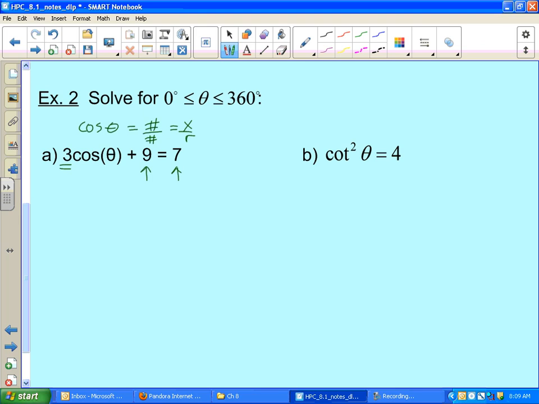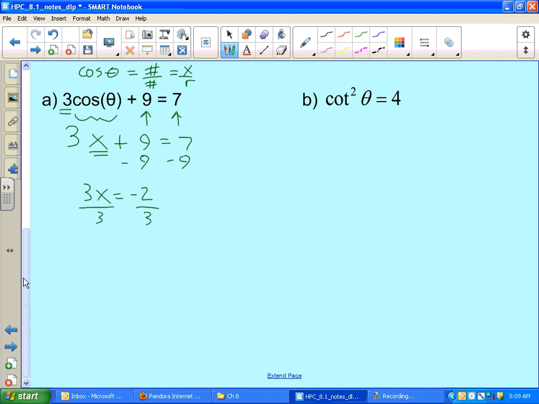All right, in order for us to do that, it's like treating this cosine theta as an x. That's our unknown. So we have 3x plus 9 equals 7. And how would we solve for that x? Well, we move the 9. And then we have 3x equals negative 2. And then we would divide by the 3. We get x equals negative 2/3.